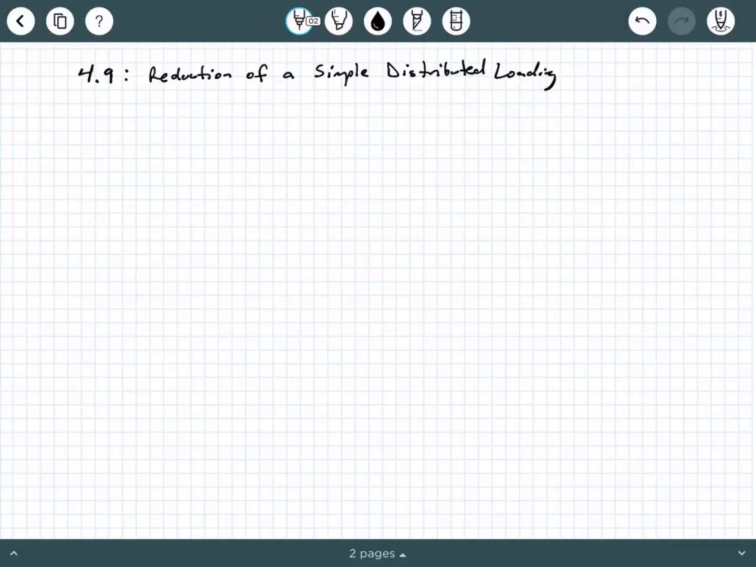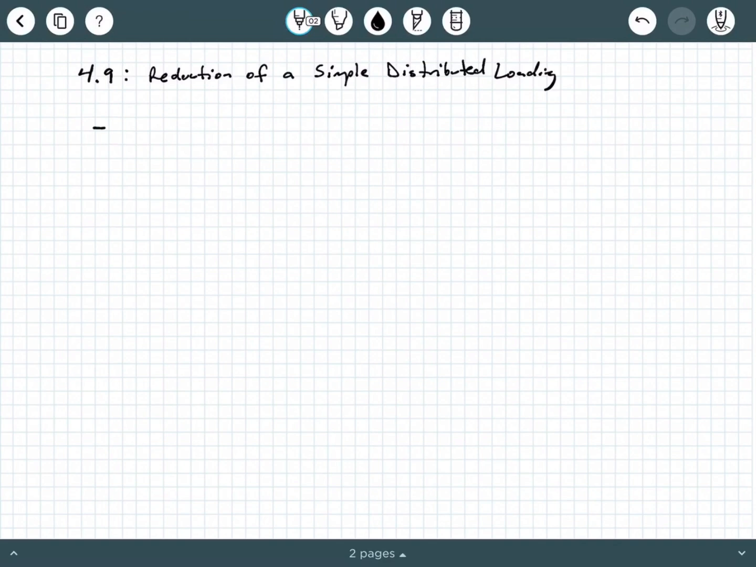In this section, we are going to be exploring what's called reduction of a simple distributed loading. And this is going to be section 4.9 in your textbook. So up to this point in our course, all we have discussed so far is concentrated point loads acting on our system. So now we're going to start exploring what are called distributed loadings, okay?